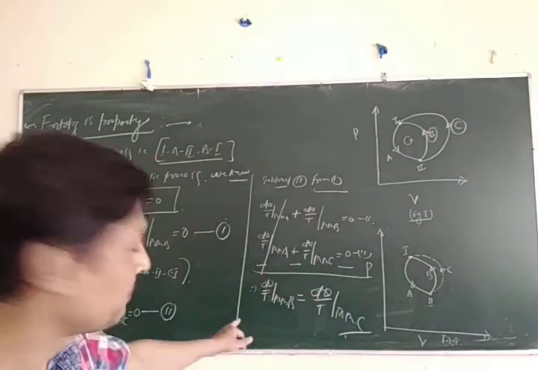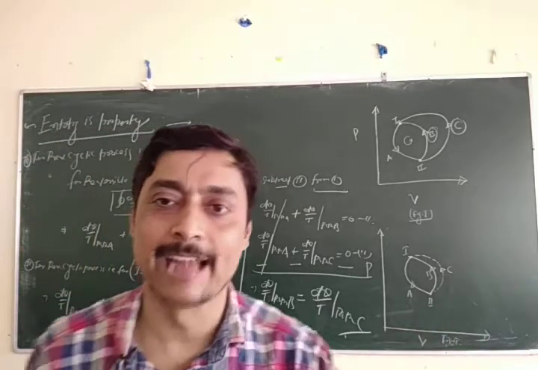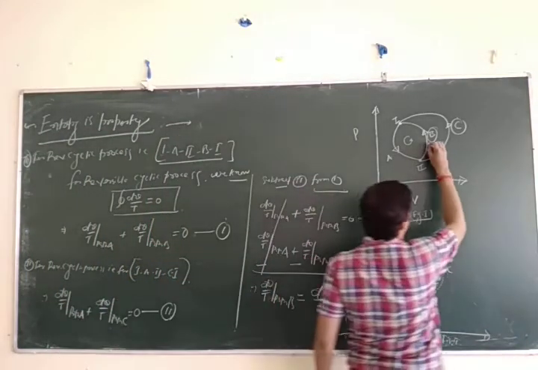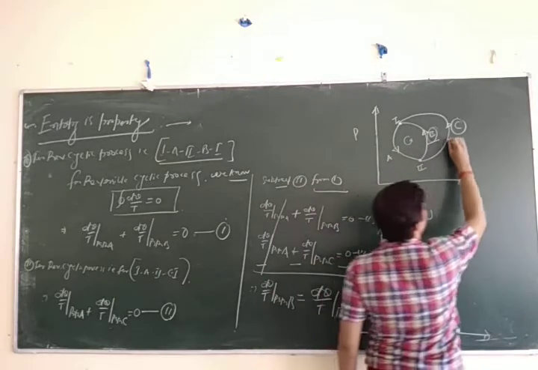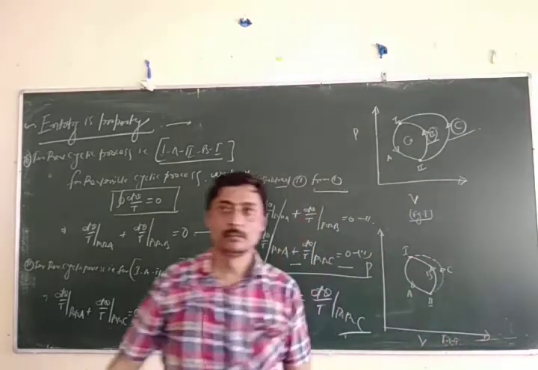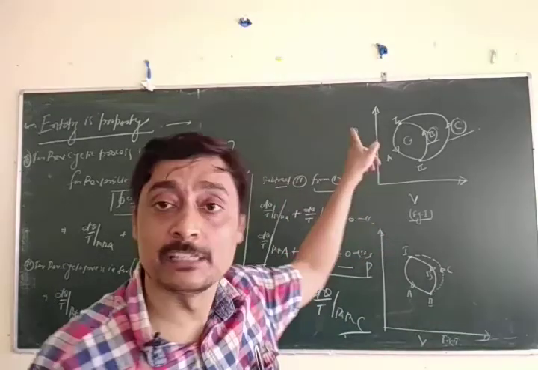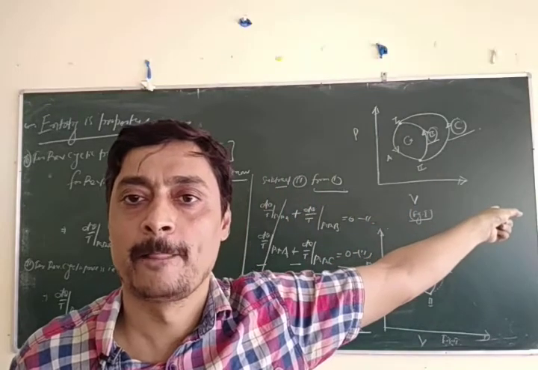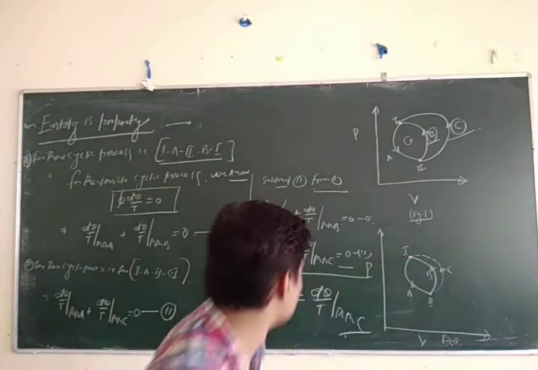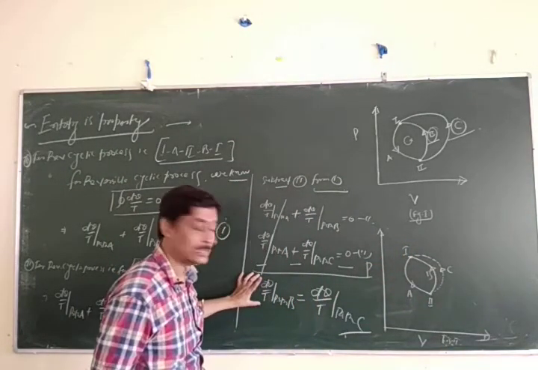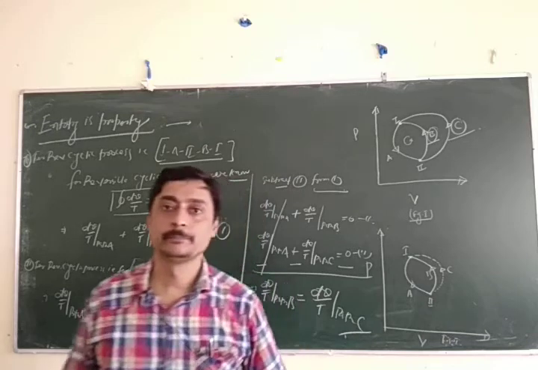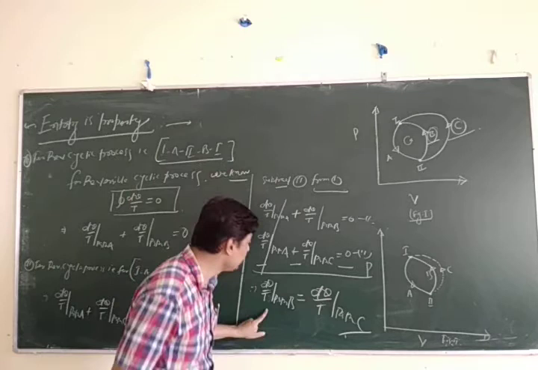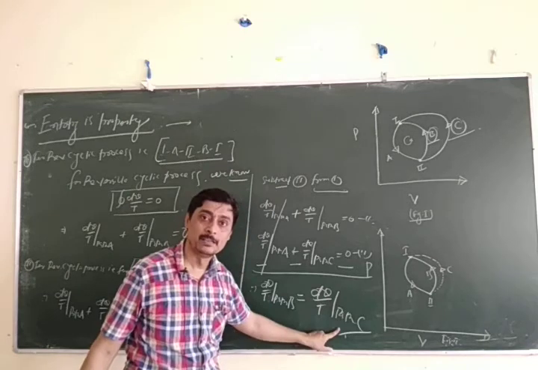From this calculation, we can say that the quantity dQ by T for reversible path B and reversible path C is the same, because process 2B1 is a reversible process and 2C1 is a reversible process. So for reversible processes, this quantity dQ by T will be the same. Understand? Only for reversible processes will this quantity for B and C be the same.